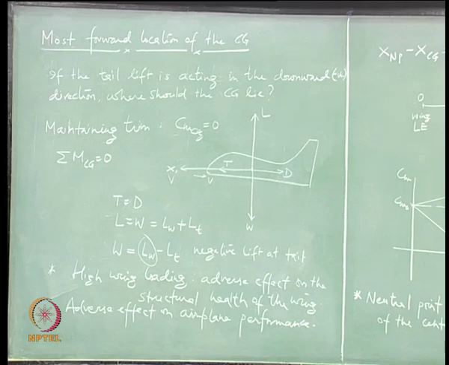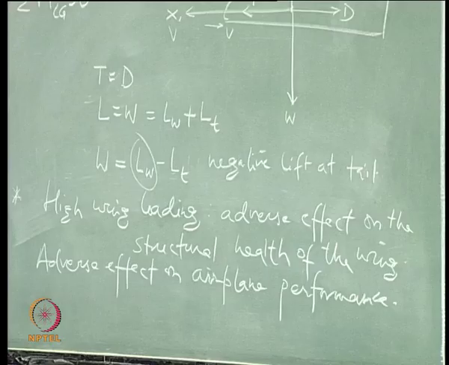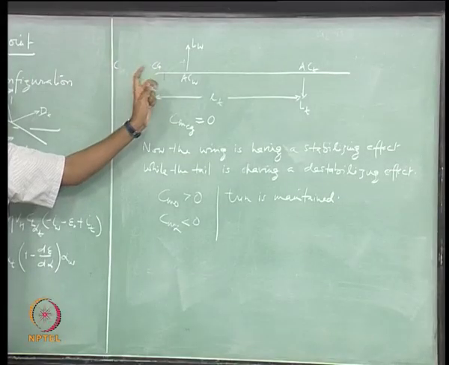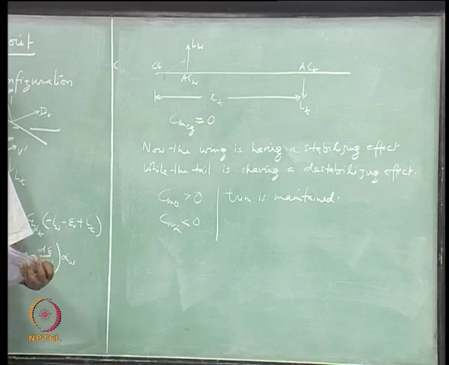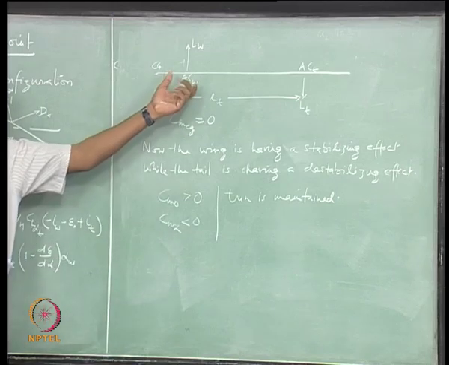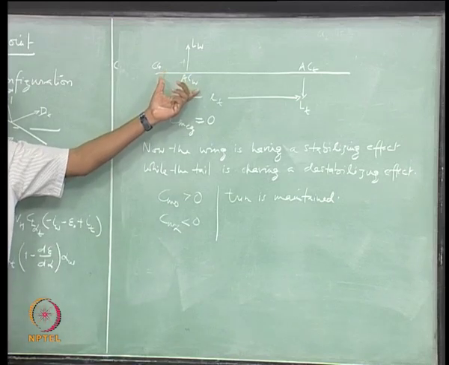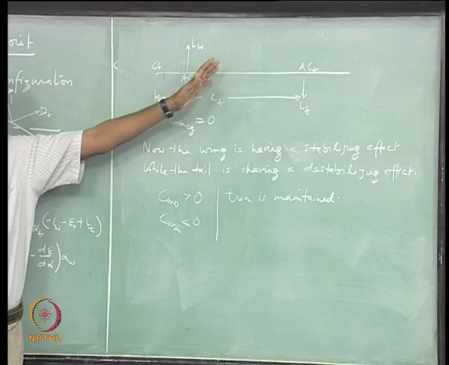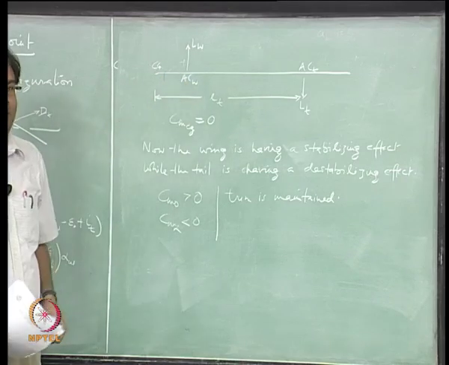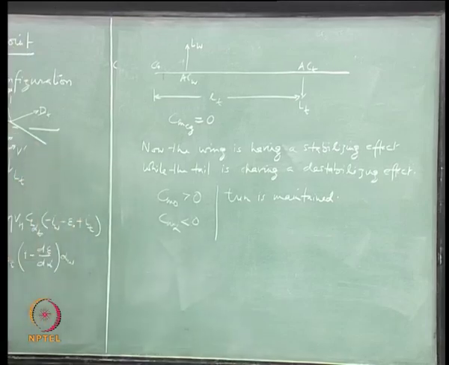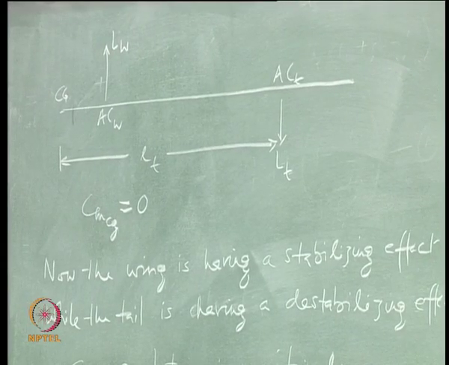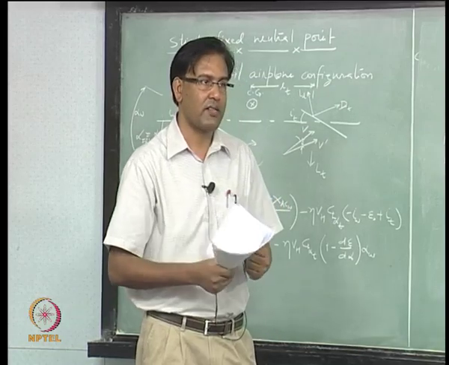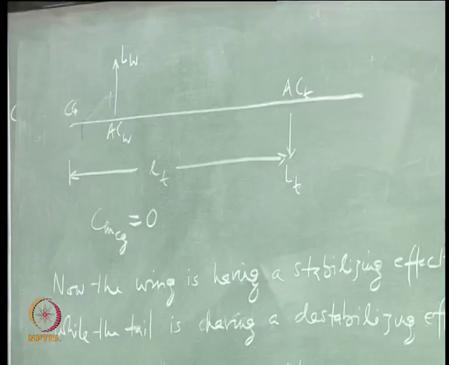Okay, but now, where can you have the most forward location of the CG, right? I would not say it should be at the aerodynamic center of the wing, because if it goes to that side, then we have to again satisfy all the criteria and also look for the best performance of the aircraft. So, performance and stability are actually connected, right.